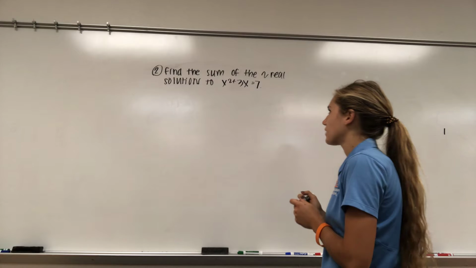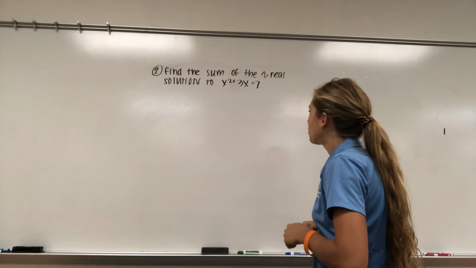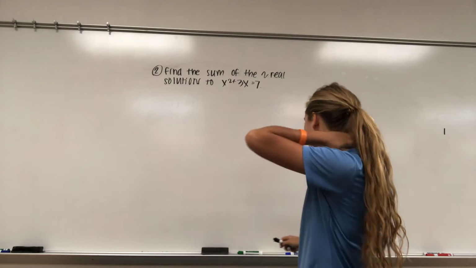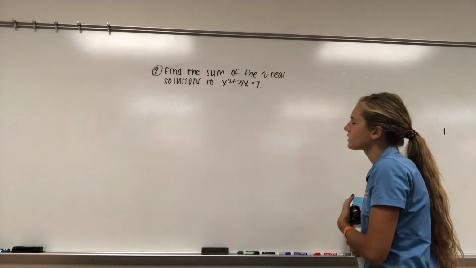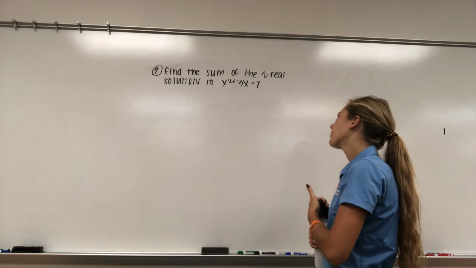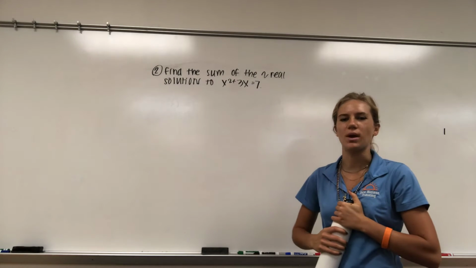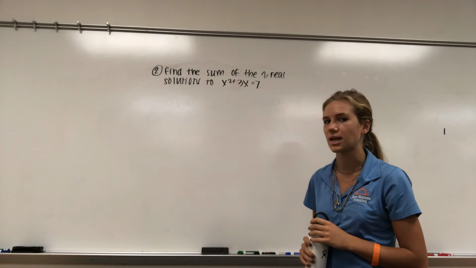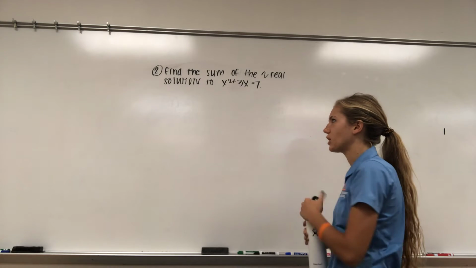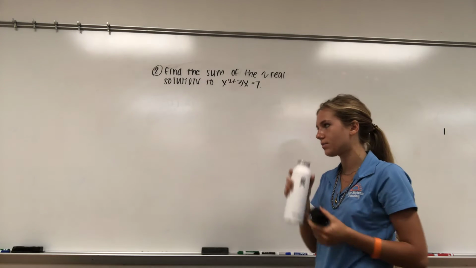So this problem just reads as, find the sum of the two real solutions to x squared plus 3x is equal to 7. There are, I would say, probably like two good ways to go about this problem. However, one takes like substantially less time than the other. So we're gonna go over that one in a second.